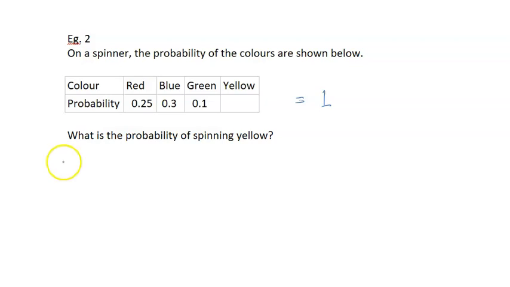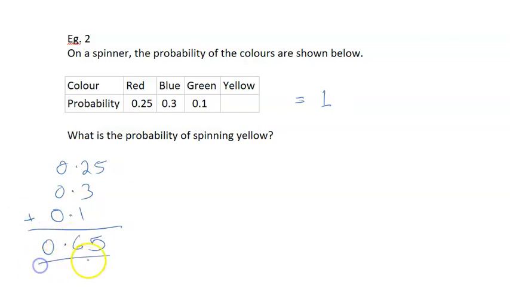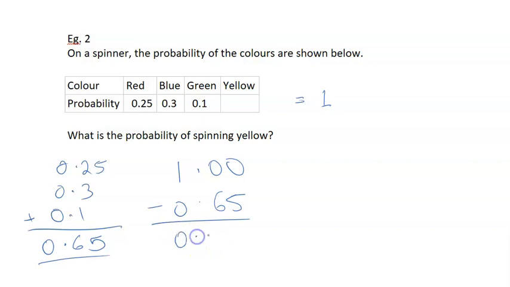Okay, so 0.25 plus 0.3 plus 0.1. So I need to add all of those up first. So that's 0.65 altogether. Now I know the whole thing has to add up to 1, so I need to do that subtraction. Okay, and if I do that subtraction accurately, I know that's going to be 0.35.